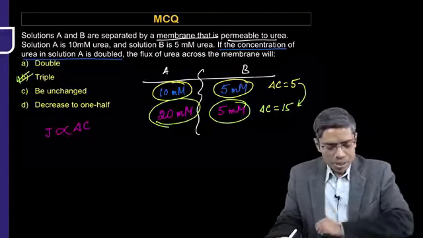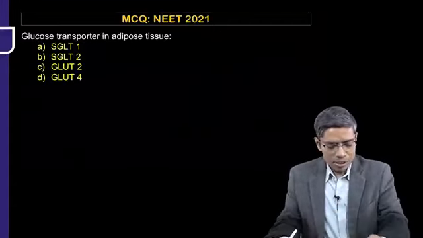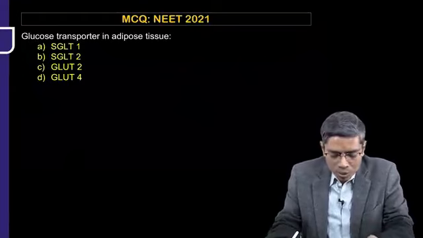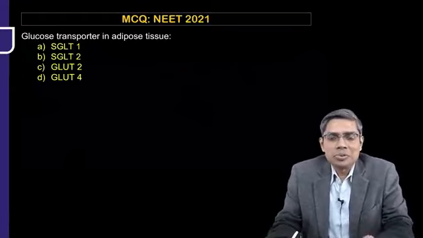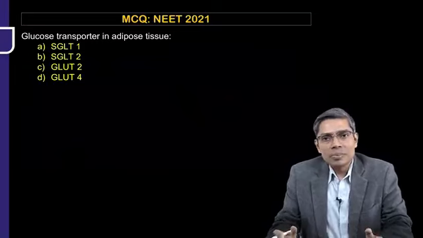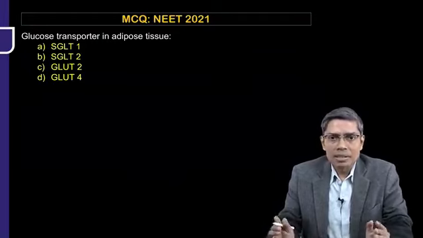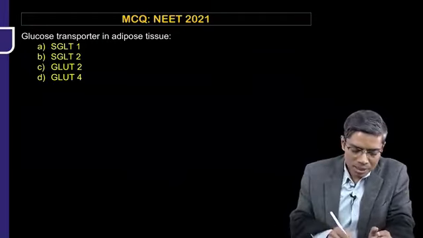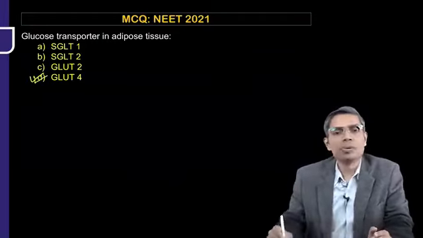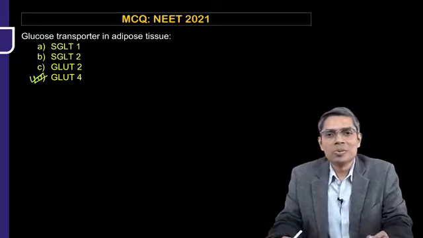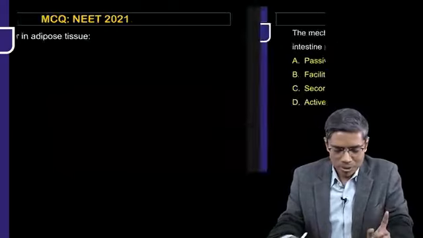Next we are looking at another transporter dependent question, glucose transport in adipose tissue. This is a typical memory based question. We all know that in adipose tissue and in muscle tissue, cardiac muscle as well as skeletal muscle, the glucose transporter is GLUT4. And we also know that GLUT4 is the insulin dependent GLUT. So this is important to remember.